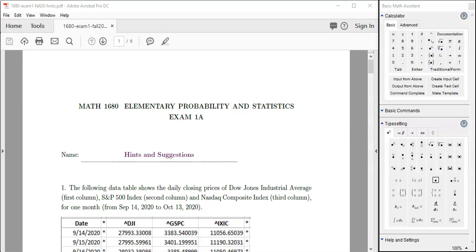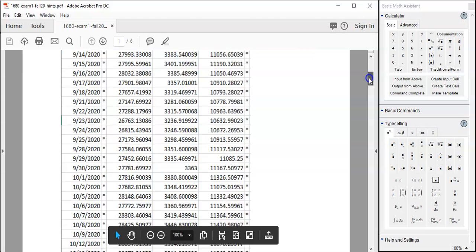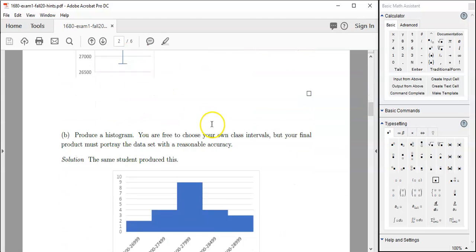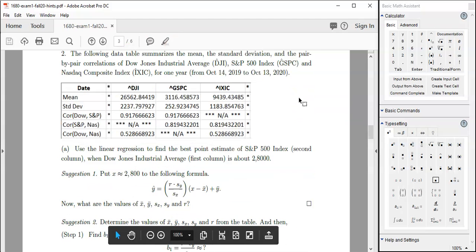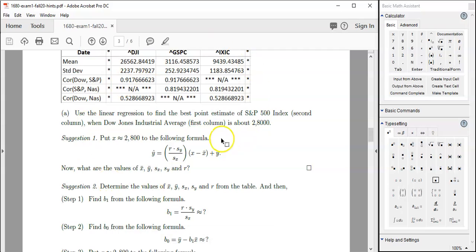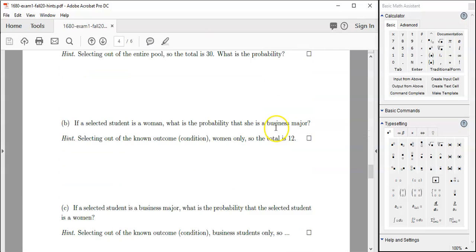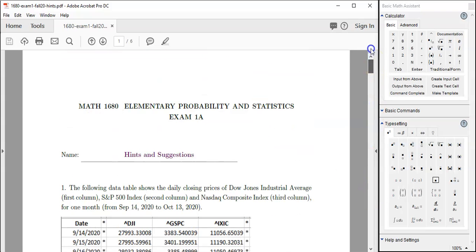For the review, I selected an actual exam problem that I used in fall 2020. This is a free file that I posted in Canvas. We have the exam problems and some hints and suggestions. Actually, here's a full solution, another full solution, but those are rare cases. Most of the time, I just put suggestions and hints, not a full solution. And with these, at least you can try.